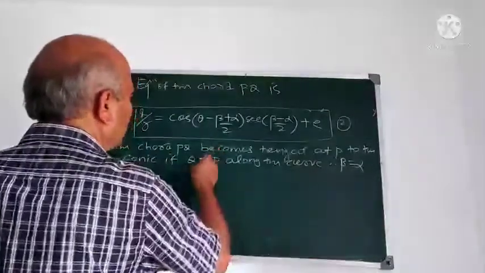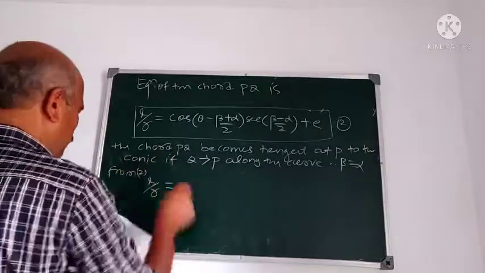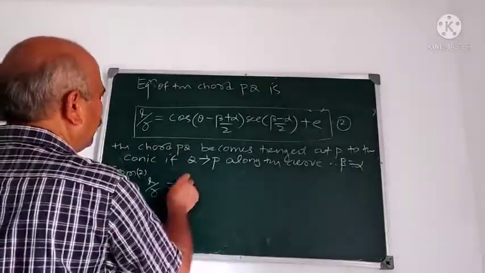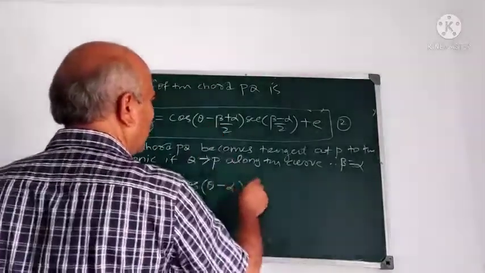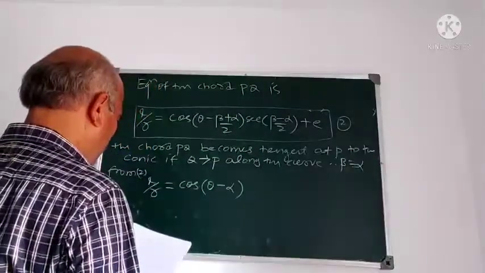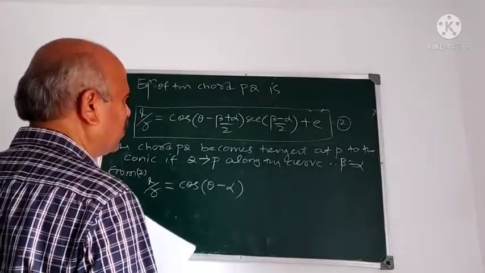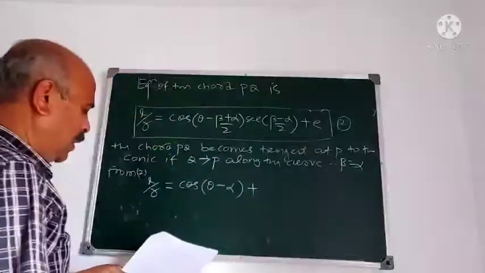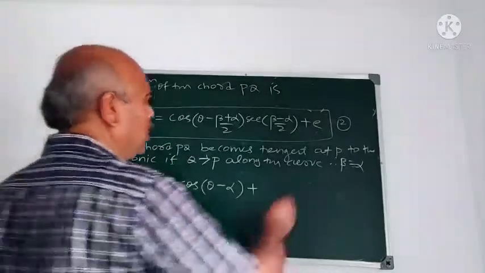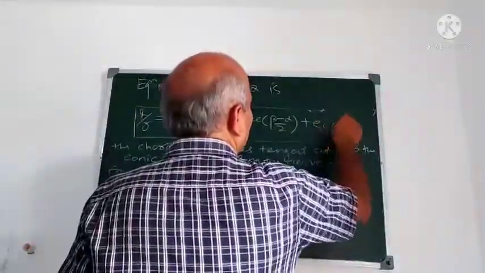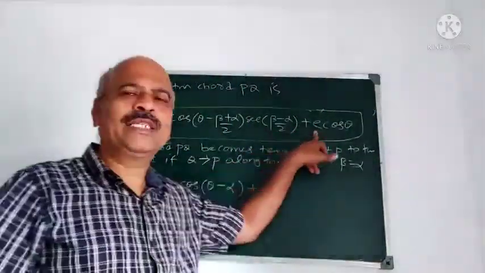Substitute beta is equal to alpha. What do you get? From 2, substituting beta equal to alpha, we get L by R is cos of (theta minus alpha), because beta is equal to alpha, sec 0 is 1. Cos(theta minus alpha) plus, I made a small mistake in the equation of the chord here. E cos theta must be there. You rewind that video and make this correction there.